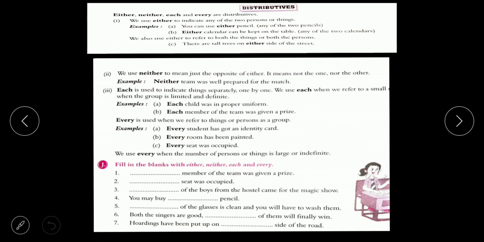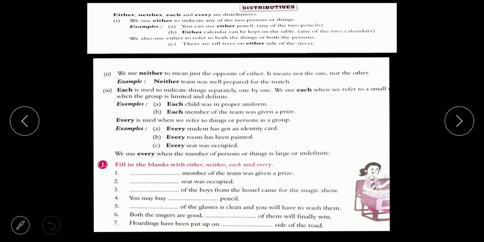Each is used to indicate things separately, one by one. Okay? Each means using the things separately one by one, and a definite amount, definite quantity also. If it is limited in group, then we have to use each. And every is used when we refer to things or persons as a group. Like, each child was in proper uniform. When you can count it, you can use each. Each member of the team was given a prize.